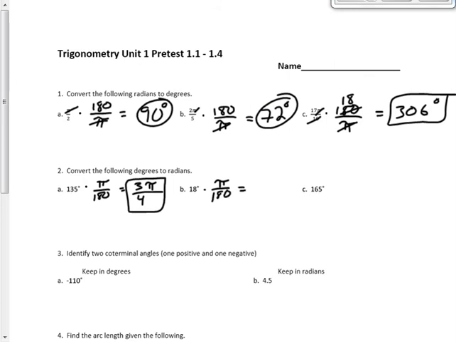So I'm going to do pi over 180, and I do 18 divided by 180, which is actually a pretty nice number because 18 goes into 180 10 times. So I end up with pi over 10. And then the last one, we end up with 165 over 180, 11 twelfths pi.